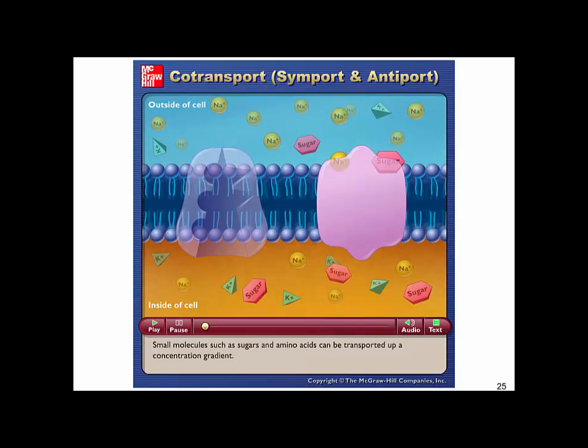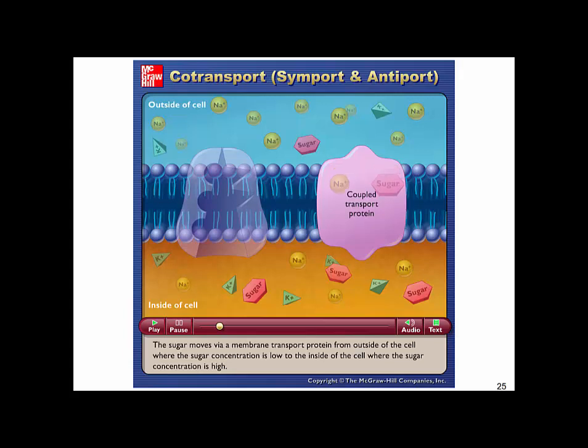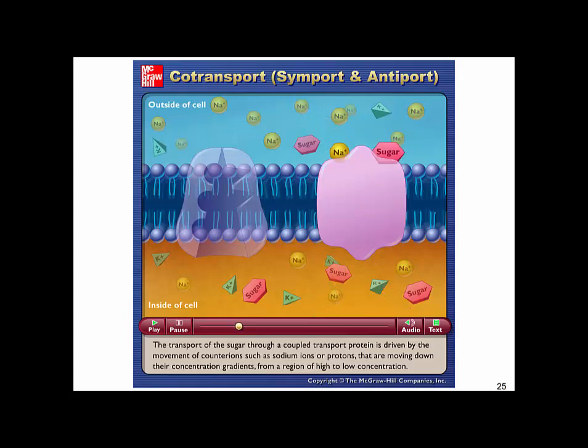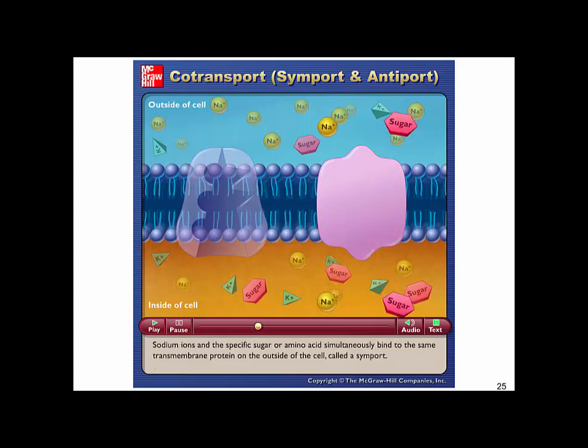Small molecules, such as sugars and amino acids, can be transported up a concentration gradient. The sugar moves via a membrane transport protein from outside of the cell where the sugar concentration is low to the inside of the cell where the sugar concentration is high. The transport of the sugar through a coupled transport protein is driven by the movement of counterions such as sodium ions or protons that are moving down their concentration gradients from a region of high to low concentration. Sodium ions and the specific sugar or amino acid simultaneously bind to the same transmembrane protein on the outside of the cell, called a symport.